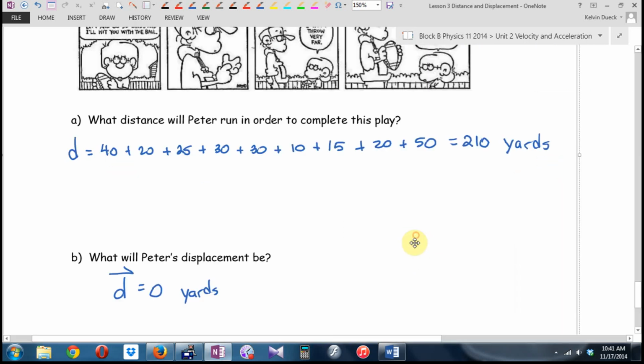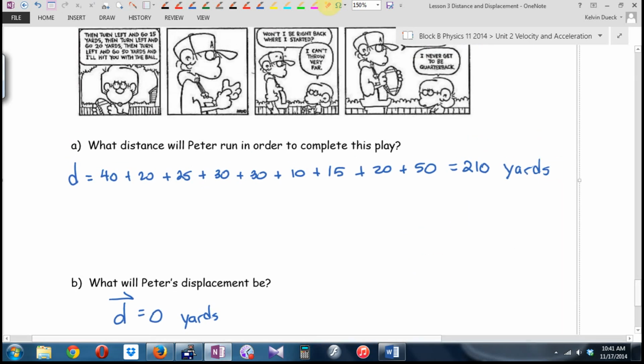So for those of you watching on YouTube, apparently I have a student who doesn't know how to use a calculator. What do you say, 240? 240 yards, not 210 yards. I'm guessing you missed typing the second 30 in. Just a thought.